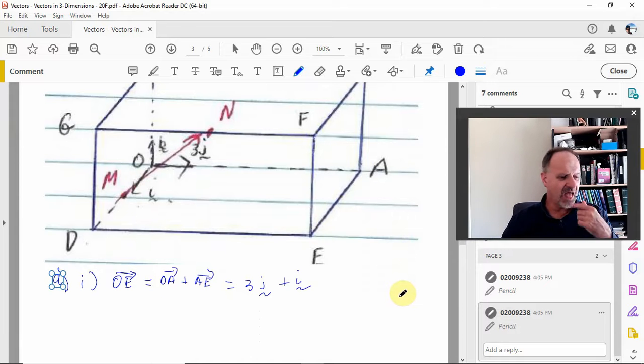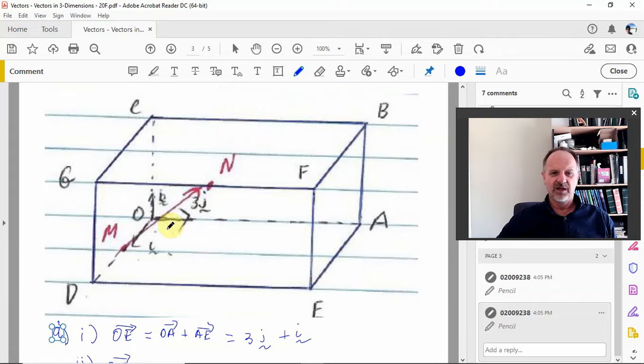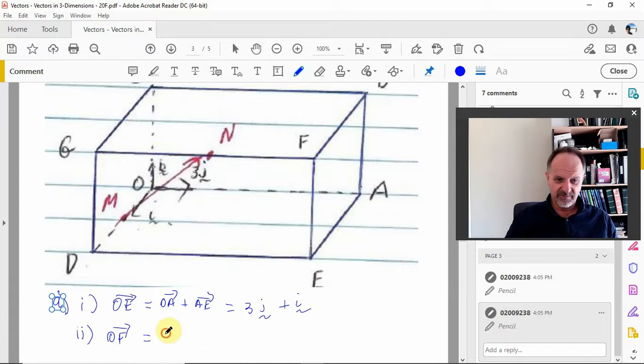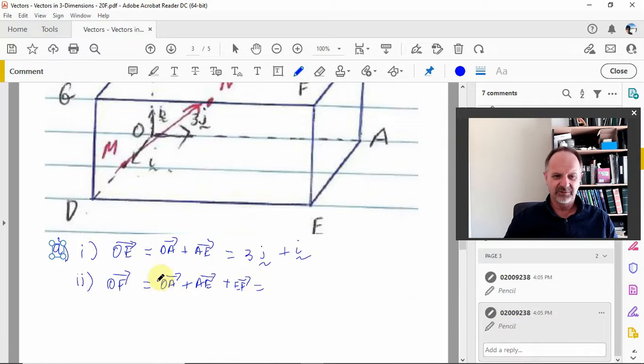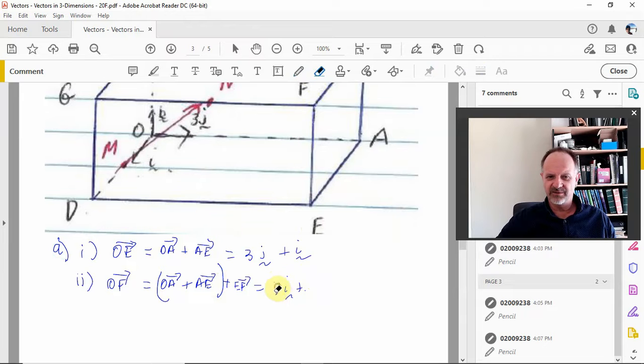All right, part 2 of this is O to F that we want. So O to F, where is F? All the way over here. So we can go from O to A to E to F. There's other ways of getting there, of course. So we go from O to A to E and then up from E to F. Now, O to A to E, well, we've already figured that out up the top. So that's 3j plus i, not 3i plus j. So let me put it in alphabetical order because that's a bit nicer.